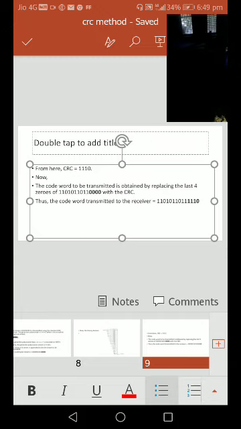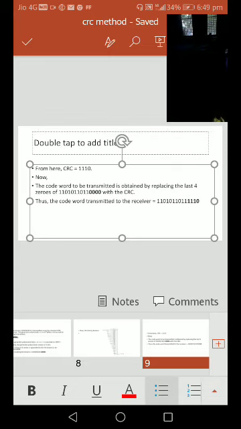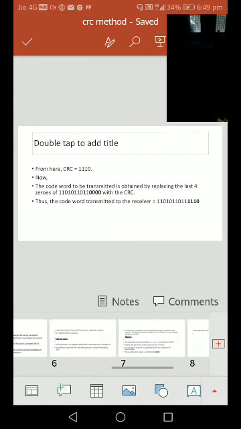This is the way we transmit and recollect the data bits. The code word to be transmitted is obtained by replacing the least significant bits. And these are the CRC method.